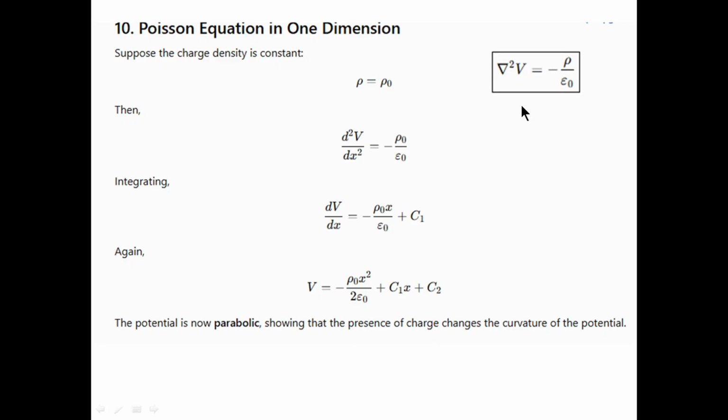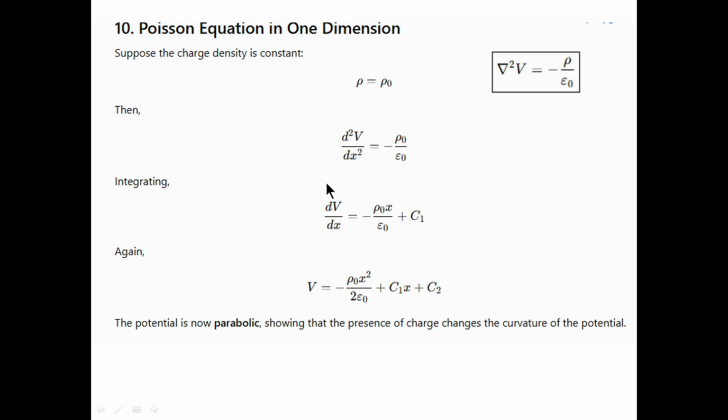Now we have Poisson's equation, del square V is equal to minus rho upon epsilon naught. Suppose the charge density is constant, so rho is equal to rho naught. Here we use rho naught in place of rho. So d square V upon dx square is equal to minus rho naught upon epsilon naught. Now this d square V upon dx square is for one dimension.